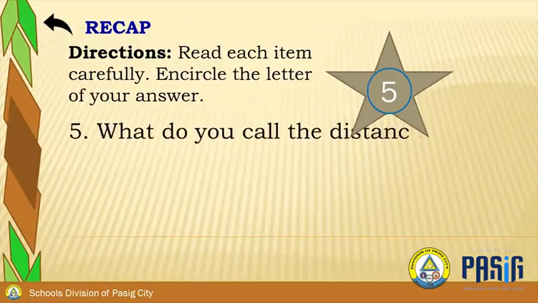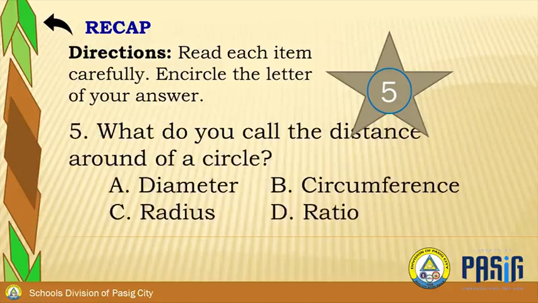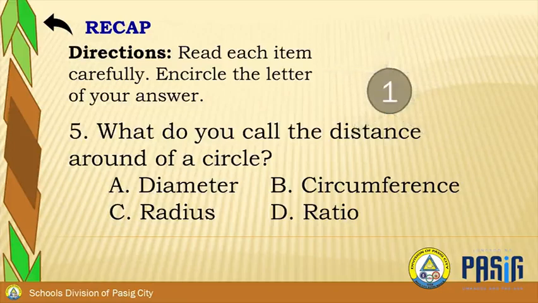What do you call the distance around a circle? A, diameter, B, circumference, C, radius, or D, ratio? Did you get all the correct answers? Good job, children!